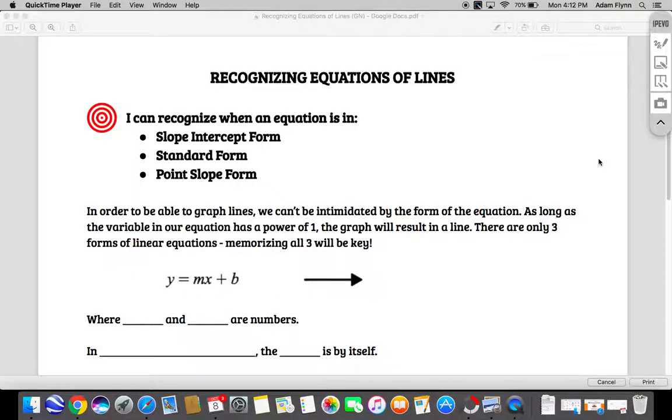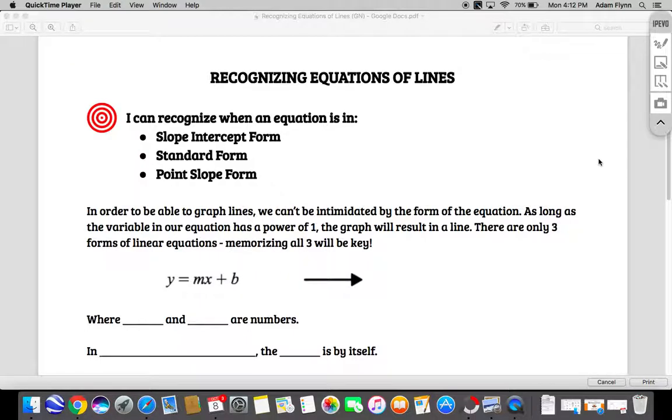This is the guided note video for recognizing equations of lines. So the learning target is I can recognize when an equation is in slope-intercept form, standard form, or point-slope form. In order to be able to graph lines, we can't be intimidated by the form of the equation.